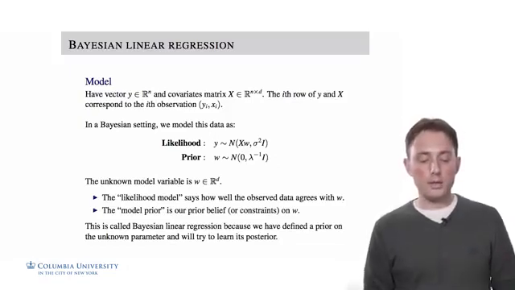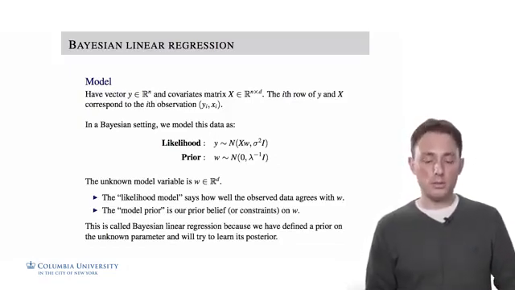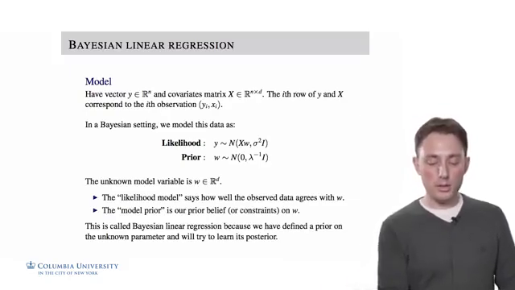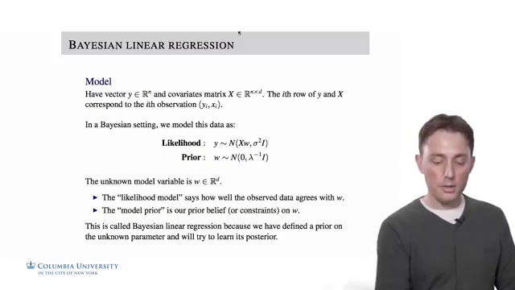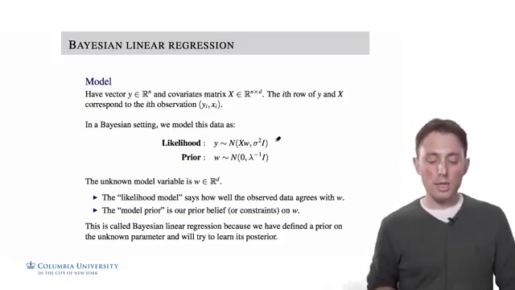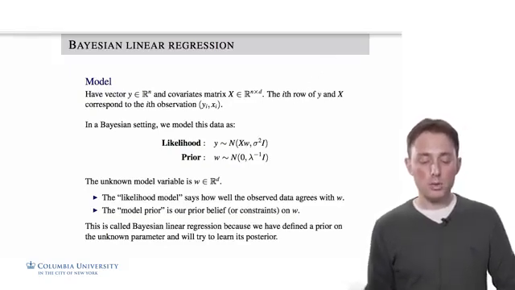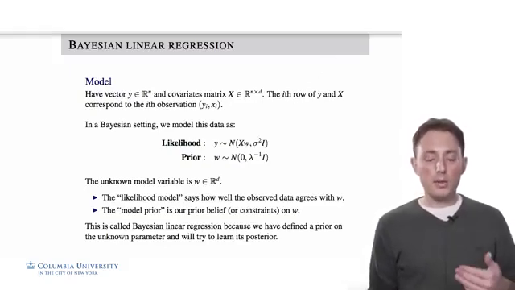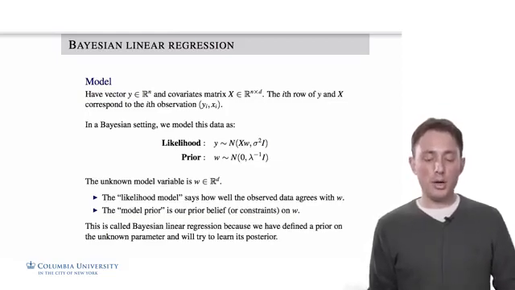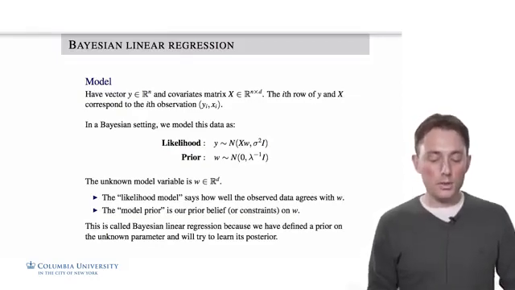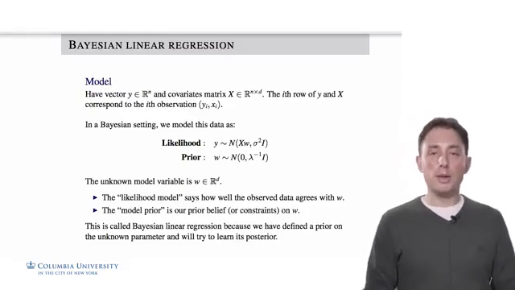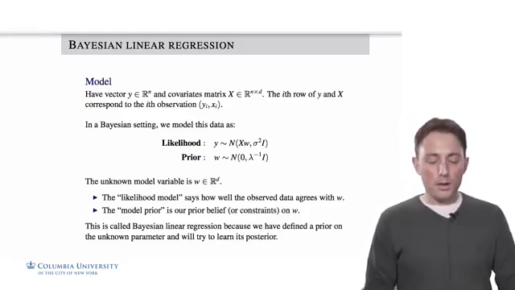So in the Bayesian setting, we use the following model for this data. We assume a likelihood. We assume that y is generated from a Gaussian with mean equal to Xw and covariance sigma squared I. And we then place a prior distribution on the vector w, which is zero mean Gaussian and covariance lambda inverse I. So in this case, the unknown model variable is the vector w in R^d. And we are hoping to learn something about this vector.